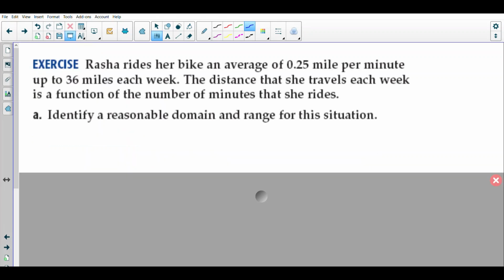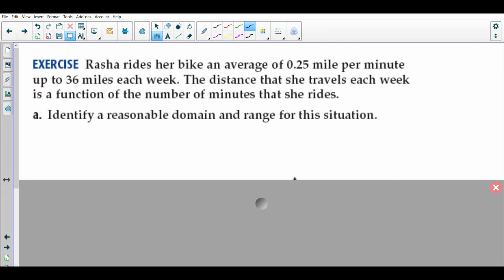Okay. So Rasha rides her bike on average 0.25 mile per minute, up to 36 miles each week. The distance that she travels each week is a function of the number of minutes she rides. Identify a reasonable domain and range. Okay, so now this is a little bit trickier, but let's look at the range first. The range is how far, in this case, because the miles depends on the pace, or time. So we think the range, well, if she rides 0 minutes, well, that means she'd ride 0 miles.